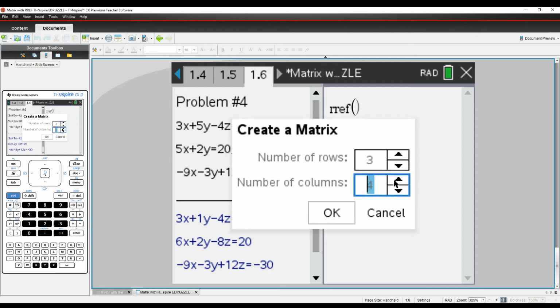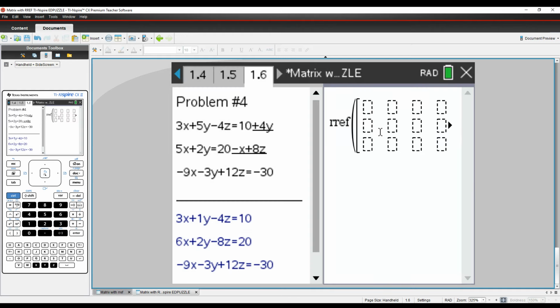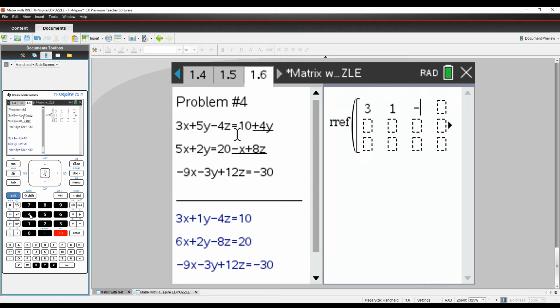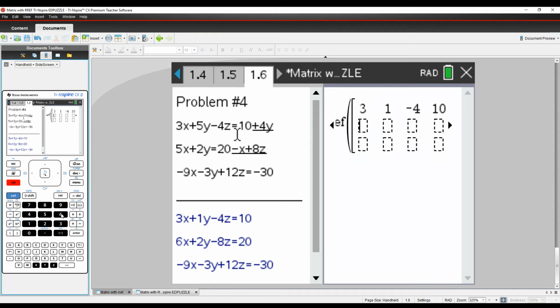Remember, 3 equations is my number of rows. My number of columns is x, y, z, and the number at the end. I'm going to go ahead and put my coefficients into my augmented matrix. Second row is 6x, 2y, -8z, and 20. And my last row is -9, -3, 12, and -30.